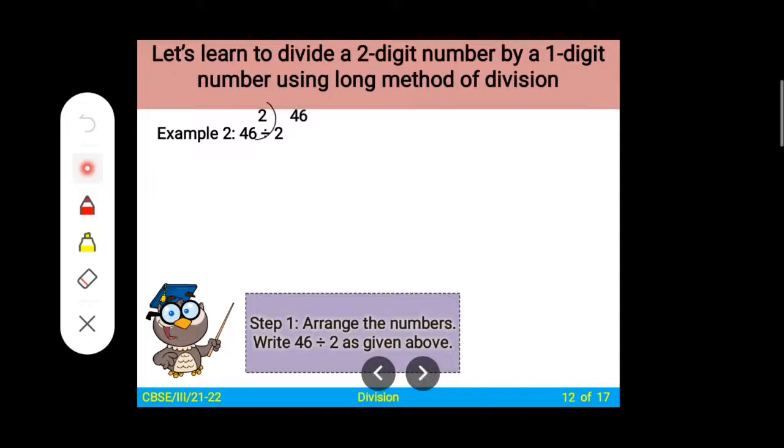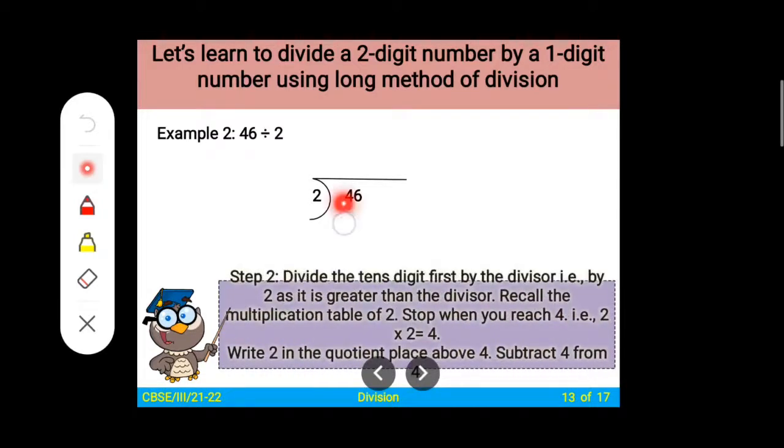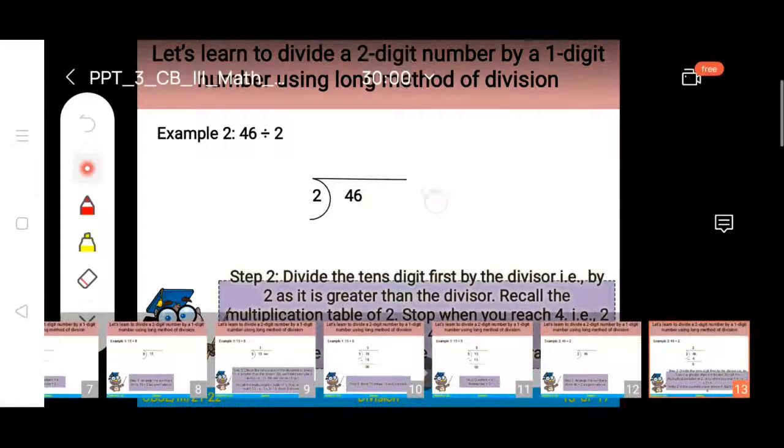First you have to arrange it. What is your first priority whenever you are doing a division? You have to check the first digit, here of the tens place. There is a 4 here.